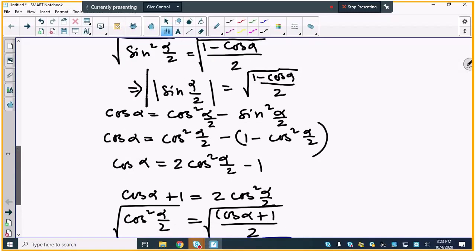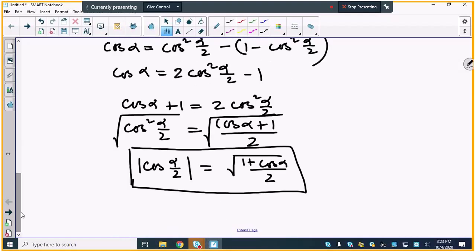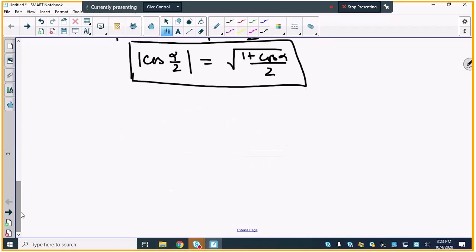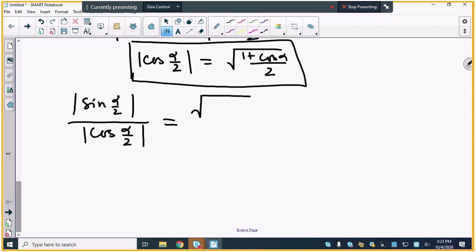Okay, so my final step is to talk about the half angle formula for tangent. So what I do, again, a little more manipulation. Remember, you have the formulas for sine and cosine. So you write the absolute value of sine alpha over 2 over the absolute value of cosine alpha over 2. Remember, that's going to be tangent, equal to the square root of (1 minus cosine alpha) over 2, over the square root of (1 plus cosine alpha) over 2. And that's precisely what is going to determine the formula.